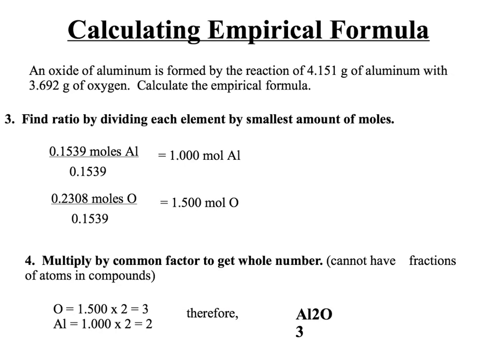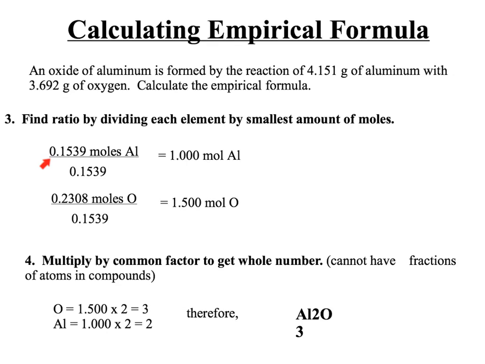Now, we need to find a ratio between our two elements in our chemical compound, aluminum and oxygen. We have calculated that 0.1539 moles of aluminum was present and 0.2308 moles of oxygen is present. We look at each of these numbers and we decide which number is the smallest. We divide each element by that smallest number.